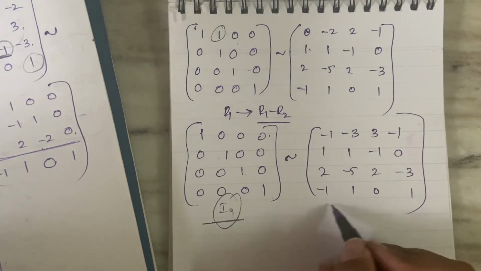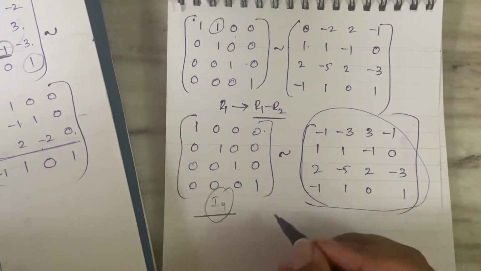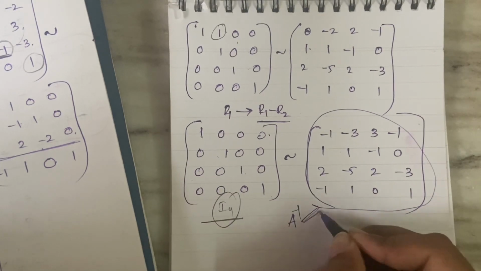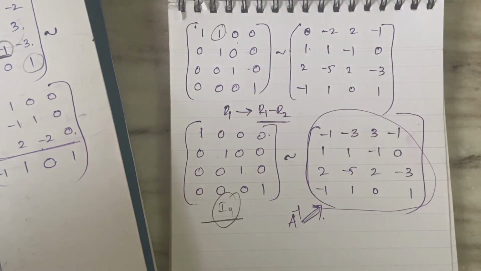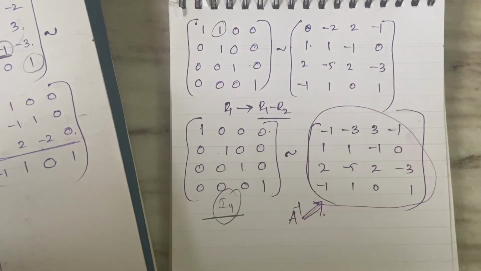And what is the corresponding matrix we got here? This is the A inverse. So A inverse is equal to this. In the exam at the end, write a step like this: A inverse is equal to so and so matrix. Okay, so this is all about this video.